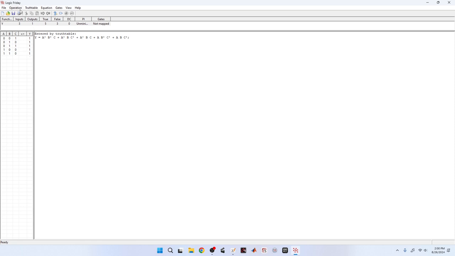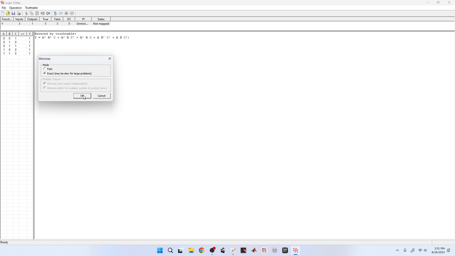Now we go up here to operation, minimize. In all the cases we're doing, we want to do exact. This is the exact Quine-McCluskey algorithm. If you have a really big problem where the Quine-McCluskey algorithm becomes prohibitively expensive in terms of computation, you can do this fast, which is a so-called heuristic algorithm. We'll talk about that later.